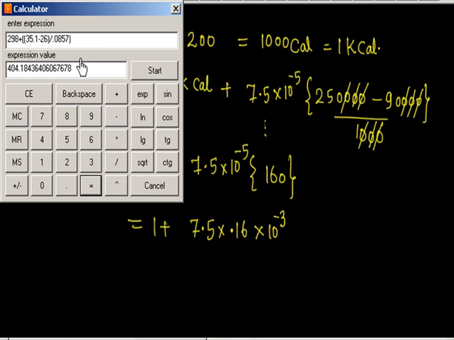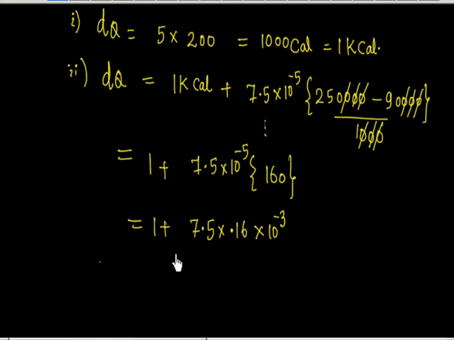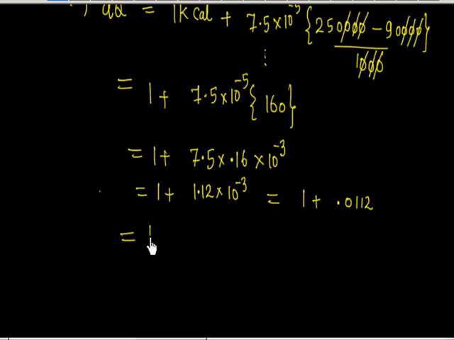Now let us use the calculator. So I will have 7.5 multiplied by 0.16. So this value is 1.2, so 1.2 into 10 to the power minus 3. So this value is 1 plus 1.2 into 10 to the power minus 3. So this means 1 plus 0.0112. Are you getting? So if you add these two things, you will have 1.0112 kilocalorie. So this is the final value we have.